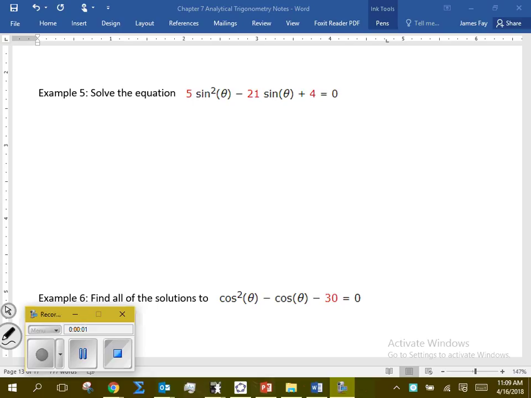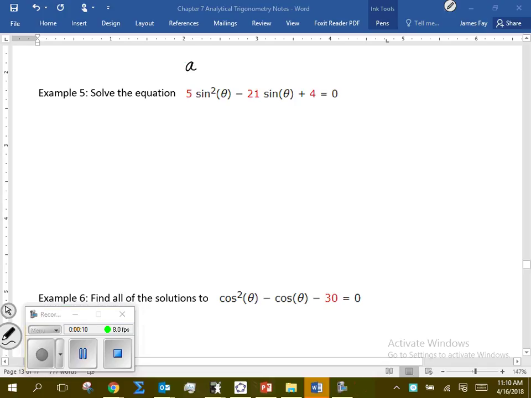...squared minus 21 sine theta plus 4 equals 0. Hopefully you guys can visualize that this thing is in the format of a times something squared minus b times something to the first plus 4 times, ultimately, something to the 0 power. My something being my variable term, like u or whatever. Call that c instead. But it's quadratic in form, right?